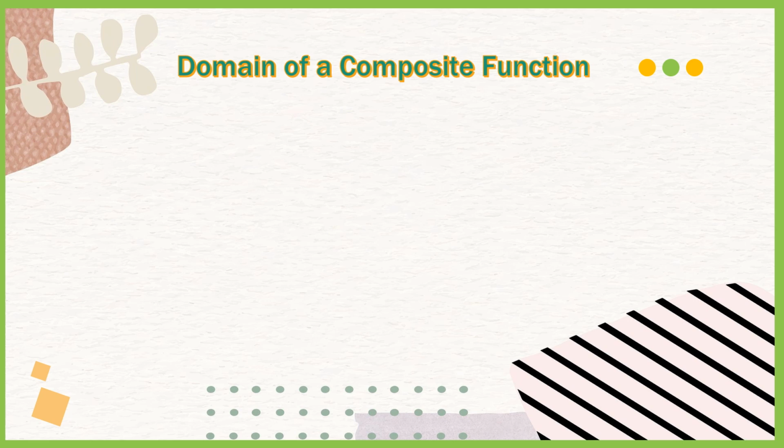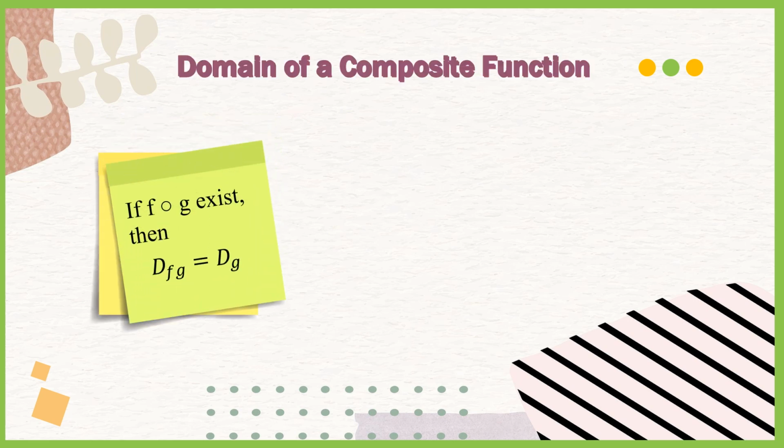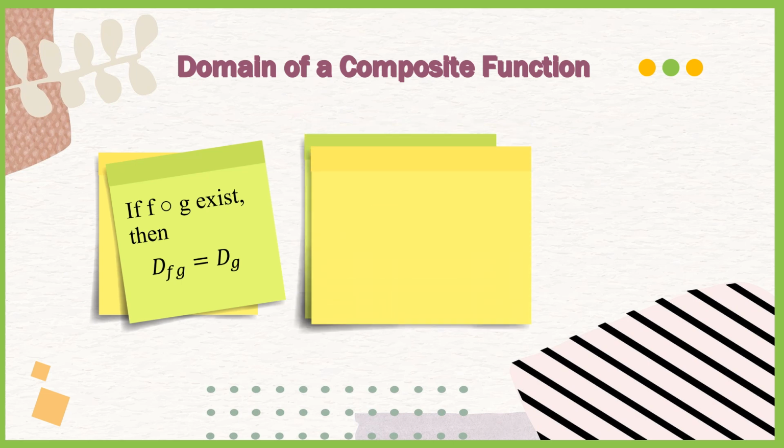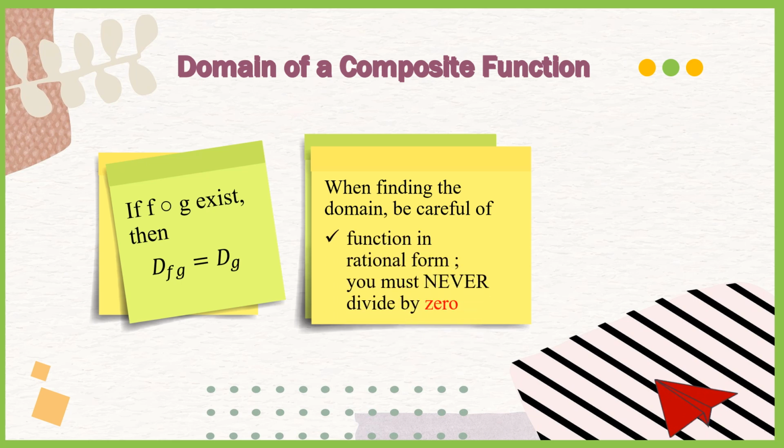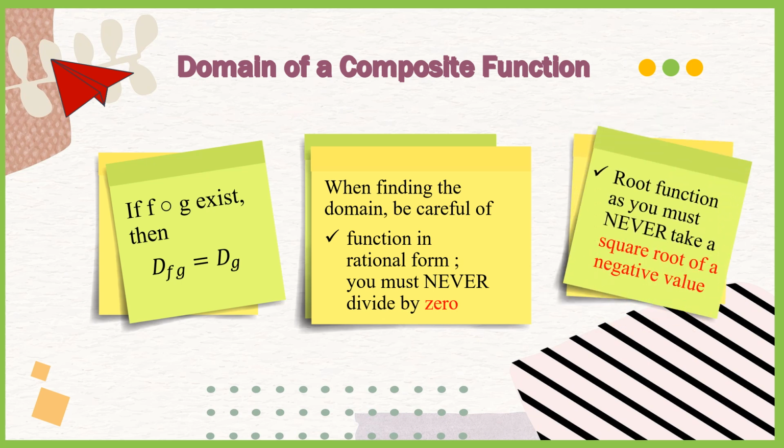Finding the domain of a composite function. If f of g exists, then domain fg is the same as domain g. When finding the domain, be careful of functions in rational form, as you must never divide by 0, and root functions, as you must never take a square root of a negative value.